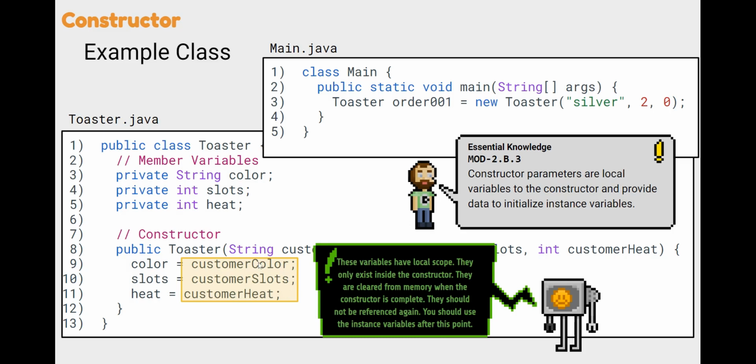What we need to do is take those values and store them somewhere where we can reference them later. That's why we take those values and put them in the member variables. The member variables live longer in computer memory. We should not reference these variables, customer color, customer slots, and customer heat, again after the constructor is done. This aligns with our essential knowledge. Constructor parameters are local variables to the constructor and provide data to initialize instance variables.